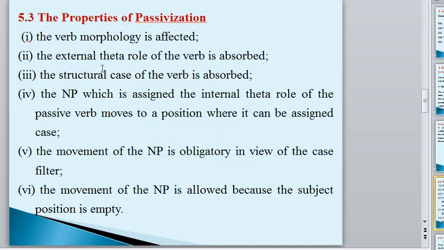Second, the external theta role of the verb is absorbed. Third, the structural case of the verb is absorbed. Number four, the NP, which is assigned the internal theta role of the passive verb, moves to a position where it can be assigned case, as you see in the previous examples. Number five, the movement of the NP is obligatory, in view of the case filter. And the last one, the movement of the NP is allowed because the subject position is empty.